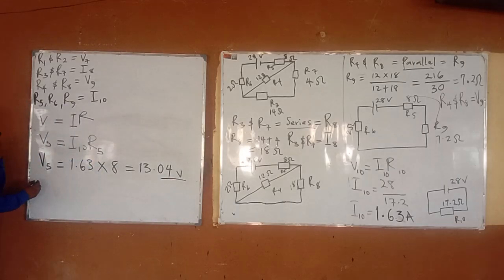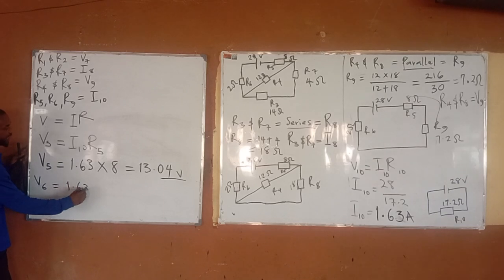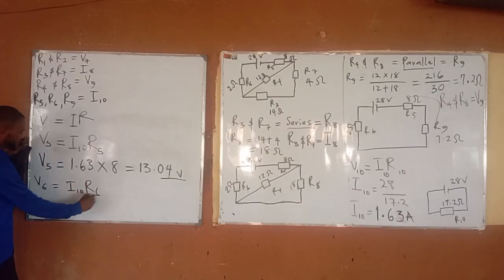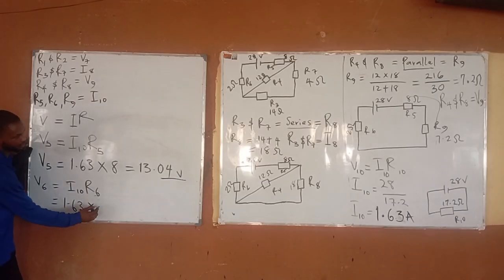Now, for V6, 1.63. So it's the same thing. You come and do I10, then R6, which is going to be the same thing as saying 1.63 times R6. What is R6? Punch for me.